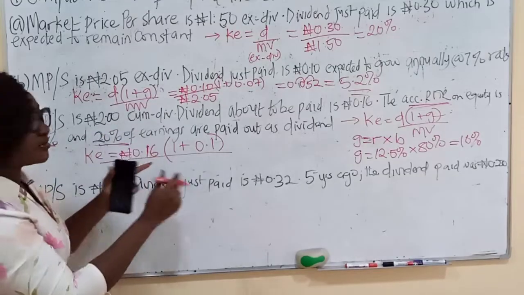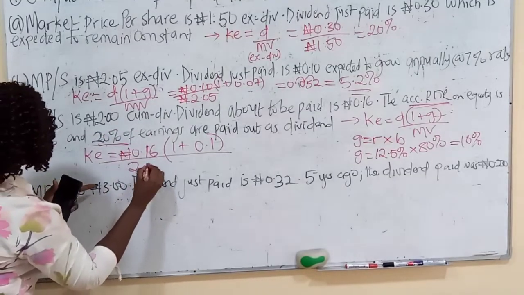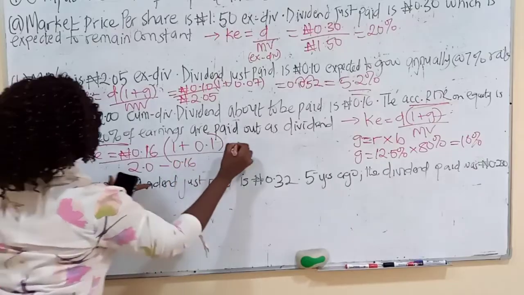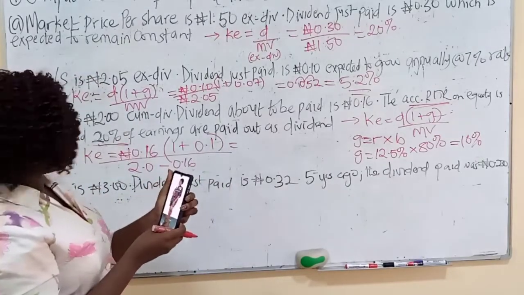2 naira. But it is cum div. So remove the dividend. You have 2.0 minus 0.16. And this will give you what? You put that in your calculator.